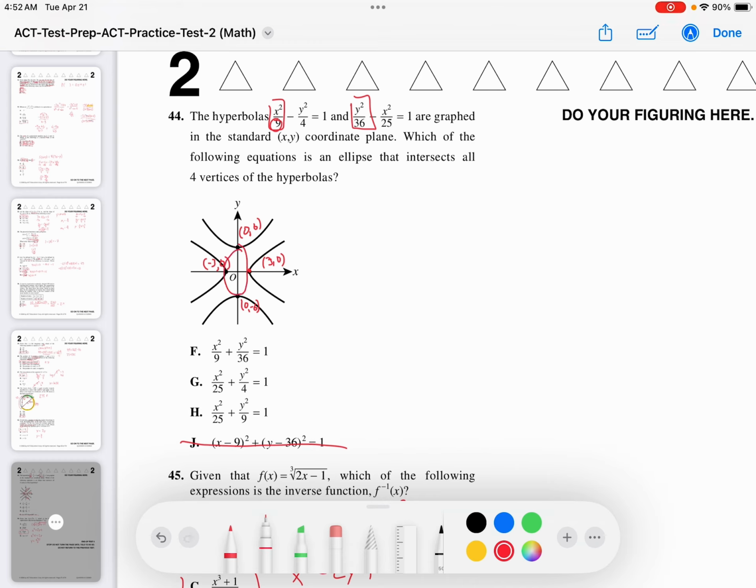So in order for that to be true, we need the x part of it to match up with these points here. And you can probably just tell by looking at it that if we're looking at 3s, that's going to have to do with 9. It's not going to be 25, that would be with 5s. So we can eliminate G and H just from there. And then just to double check, for the y values, we're going to want them to have to do with the 6, and with y 36, that makes sense. So our answer there is F.